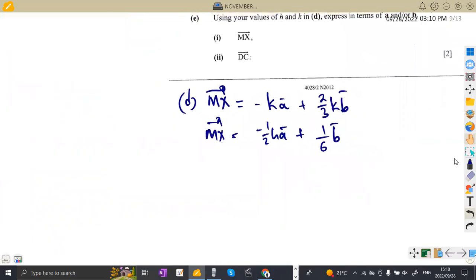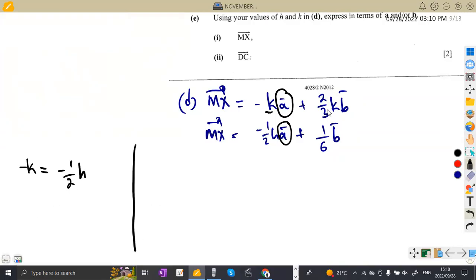Remember, guys, I told you that at this stage, you are going to equate the vectors. We are talking about vector A and vector A. What is affecting the vector A here? It's minus K. So minus K is equal to, what do we have on vector A here? We have got minus half H. We are done on this part.